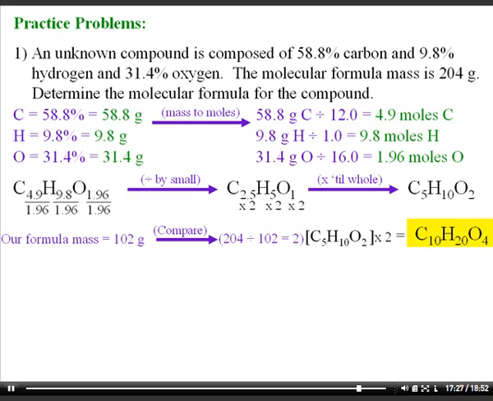And that's how you do a molecular formula. Very similar to an empirical formula, except this one little step at the very end where you have to compare the empirical formula mass to the molecular formula mass. Now I'll always give you the molecular formula mass in the problem, so if you see a molecular formula, you know you're going to have to do this last little comparison.